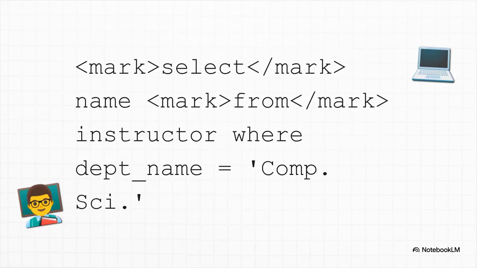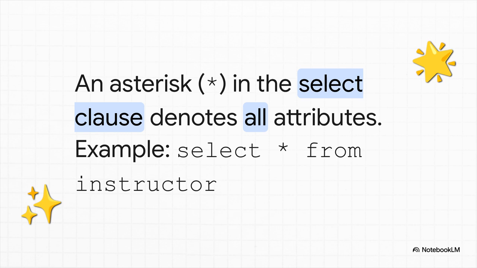So let's look at a full sentence. Here we're saying, select the name column from our instructor table, but only where the value in the department name column is exactly comp sci. And boom, the database instantly gives you back a nice clean list of every single instructor in the computer science department. Simple, right? Oh, and a quick pro tip for you.